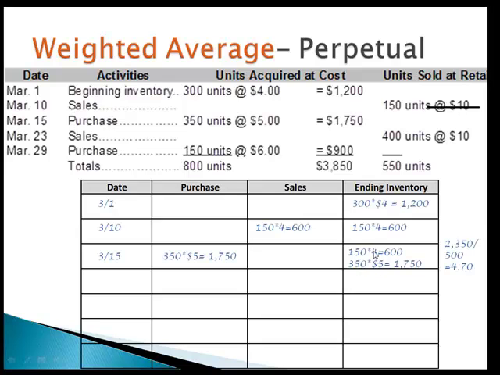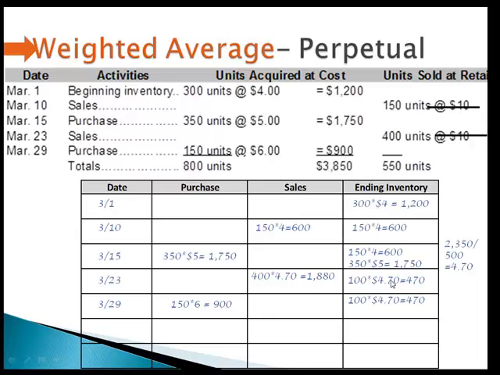So you cannot just take 4 plus 5 divided by 2. That's not a weighted average. For weighted average, we multiply across and take total dollars by total units, and you can see it's more heavily weighted towards the $5 unit. Now when I sell, I'm going to sell 400 units, forget about the retail price. I can write 400 units times 4.70, my weighted average. Then I have 100 units left at 4.70.